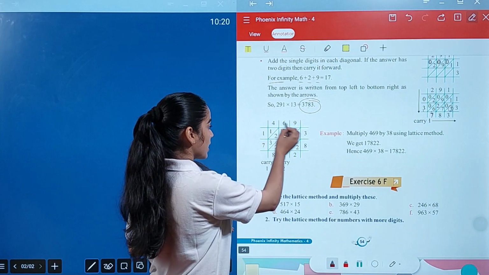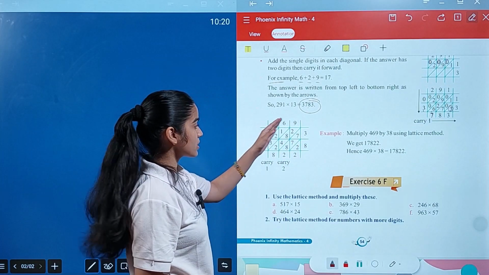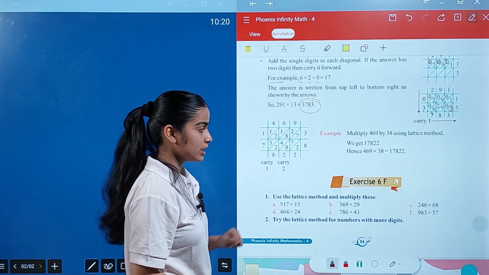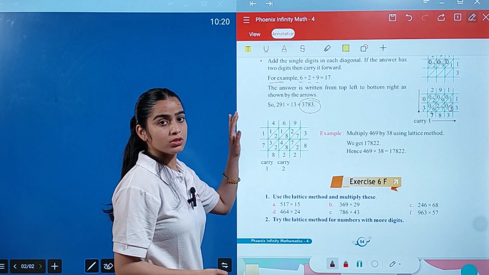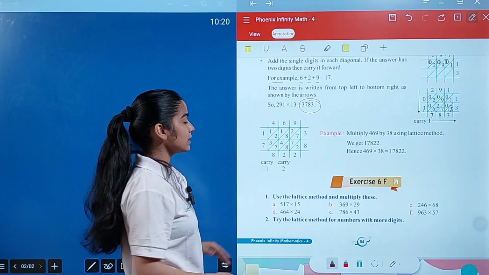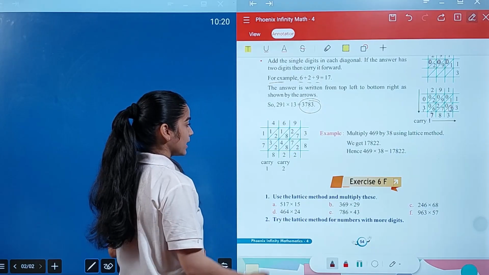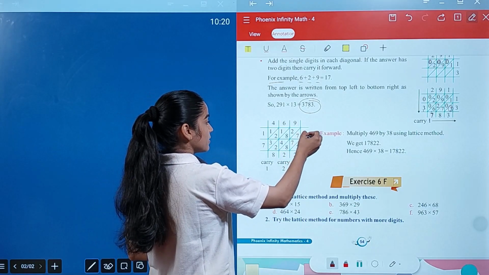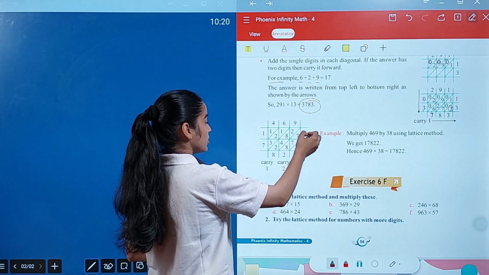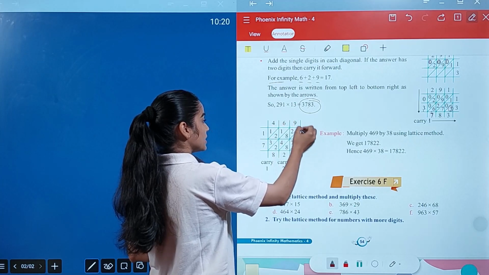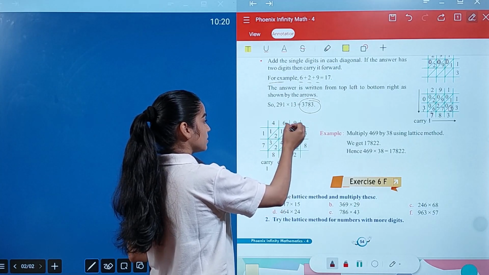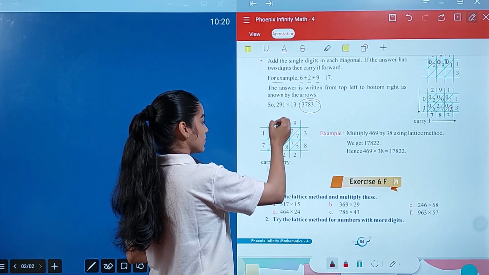Now again we have the next number, which is 469, and multiply it with 38. So you should arrange your multiplicand in a horizontal line and your multiplier in the vertical line, and then you have to multiply it. So 3 multiplied by 9 is 27, 3 multiplied by 6 is 18, 3 multiplied by 4 is 12, 8 multiplied by 9 is 72, 8 multiplied by 6 is 48, 8 multiplied by 4 is 32.